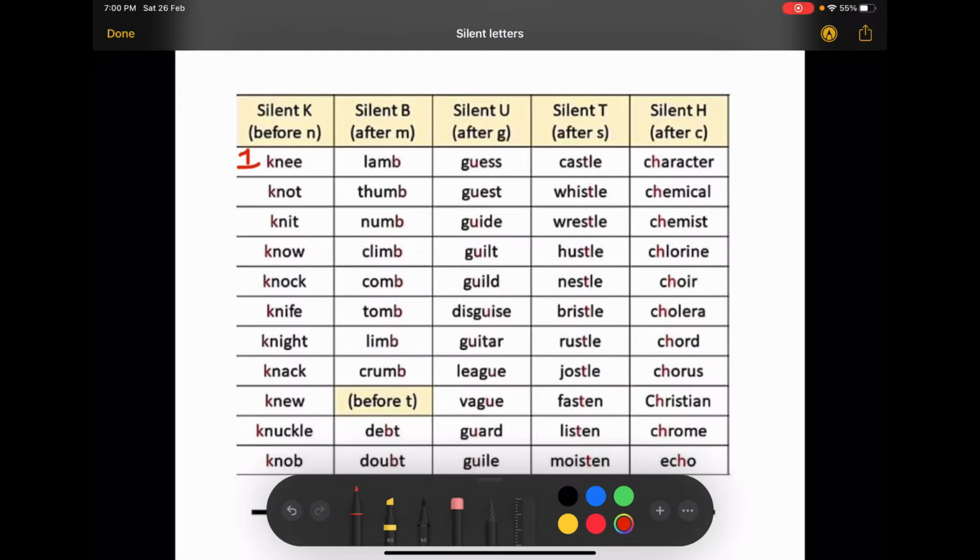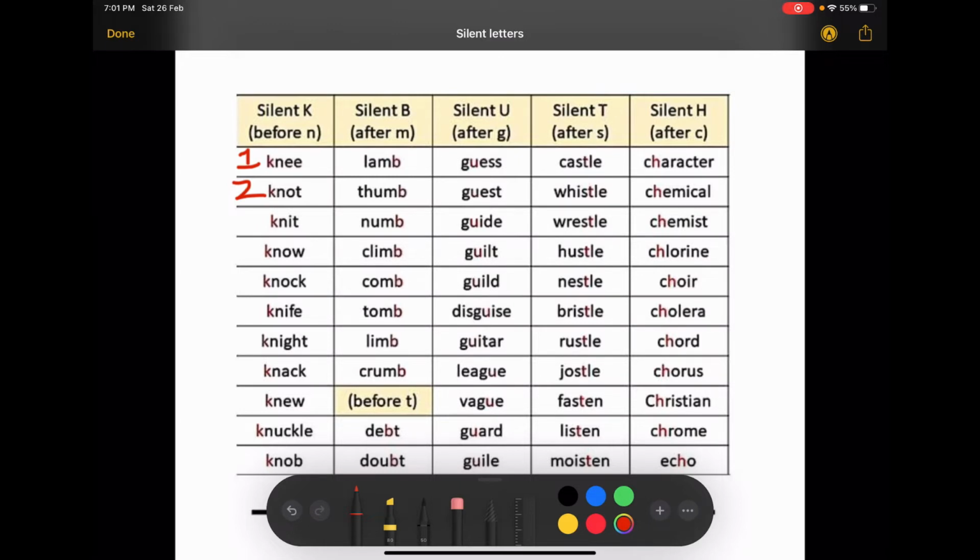And as you can see here, I brought words that include a silent K that has an N after it. So all of those words in the silent K pile include the letter N after the K. So the first word we have is knee, and as I said, you pronounce it as 'nee' because the K is silent. Now the second word we have is knot, and you pronounce it as 'not' because the K is silent, and you pronounce it as N-O-T.